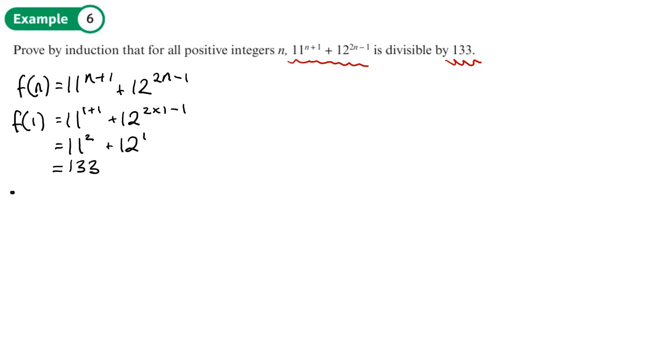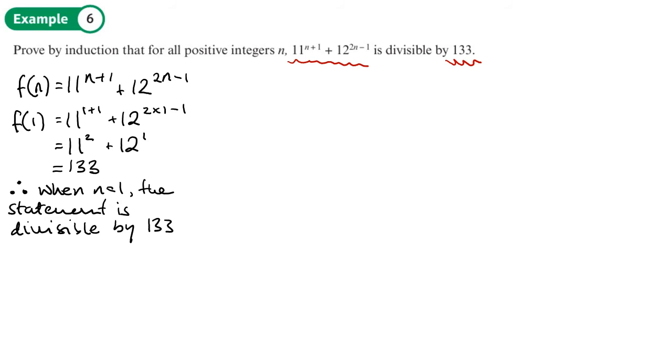Okay, so we can say therefore, you can do 3 dots, that means the same as it. Therefore, when n equals 1, the statement is divisible by 133. So each one of these questions, I'm just using slightly different wording, variations on the wording.